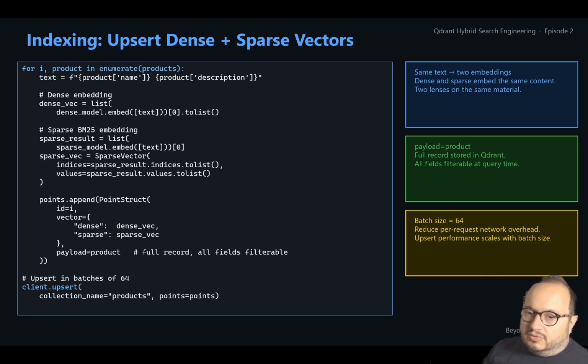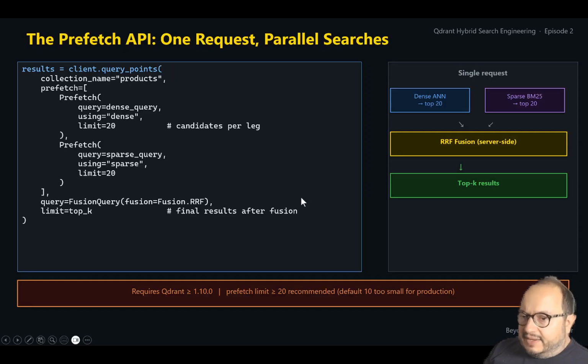The payload contains the full product record: name, description, category, and price, and so on. This payload is returned with search results and it's also filterable. We will use that in the query step. So 500 records indexed, let us query, and this is where the Prefetch API comes in. This is the query API introduced in Qdrant 1.10.0. Let me walk through the structure.